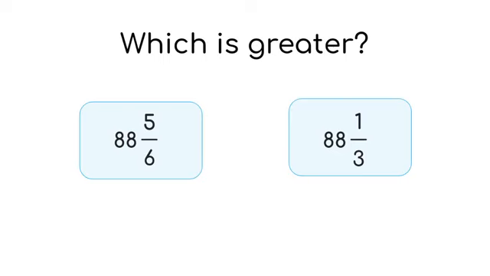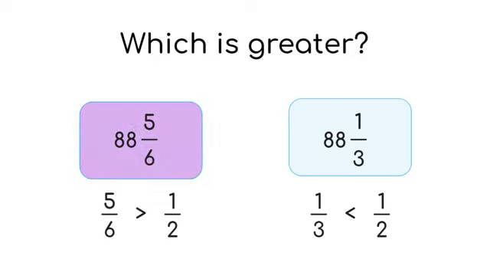Let's think about these two fractions in relation to the benchmark numbers 0, 1/2, and 1 whole to help us. We know that the fraction 1/3 is less than 1/2. We also know that 5/6 is greater than 1/2, since it is almost 1 whole. That means that 88 and 5/6 is greater than 88 and 1/3.